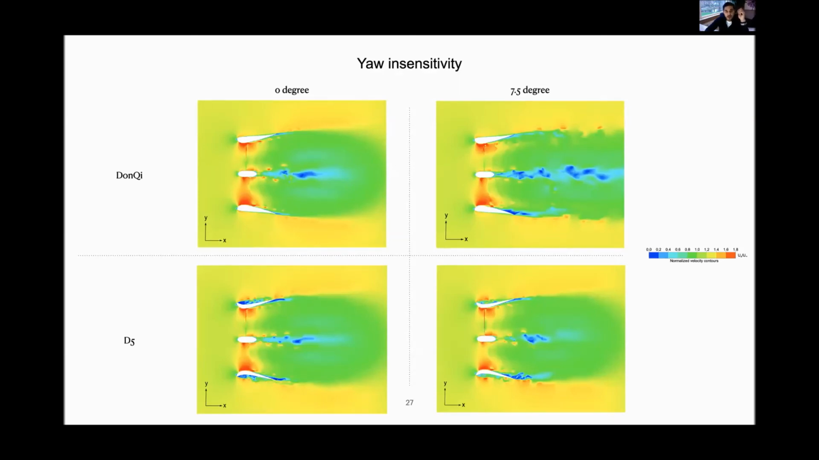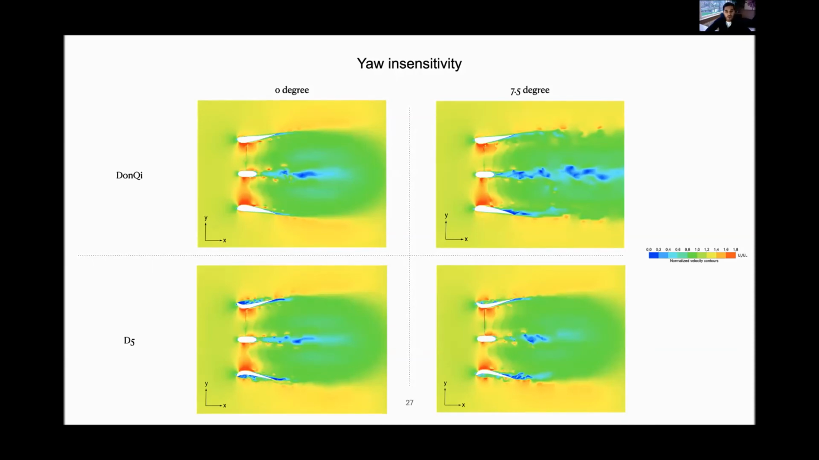So these are just to check the yaw insensitivity. We tested two configurations now. One is my original, the Donchi turbine, and the second is the D5 model, which is one of the cambered variants of the duct, which we came up with.